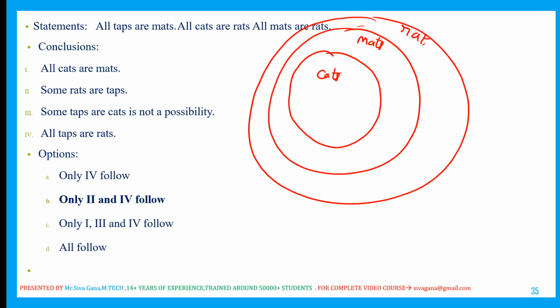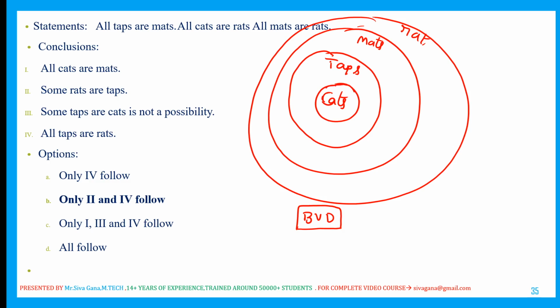Now, second statement, all cats are rats. All taps are mats, right? This is taps, sorry. Second statement, all cats are rats. This is the basic Venn diagram, the minimum overlapped Venn diagram. Whatever necessary overlapping, that much only I overlapped to satisfy the statements.